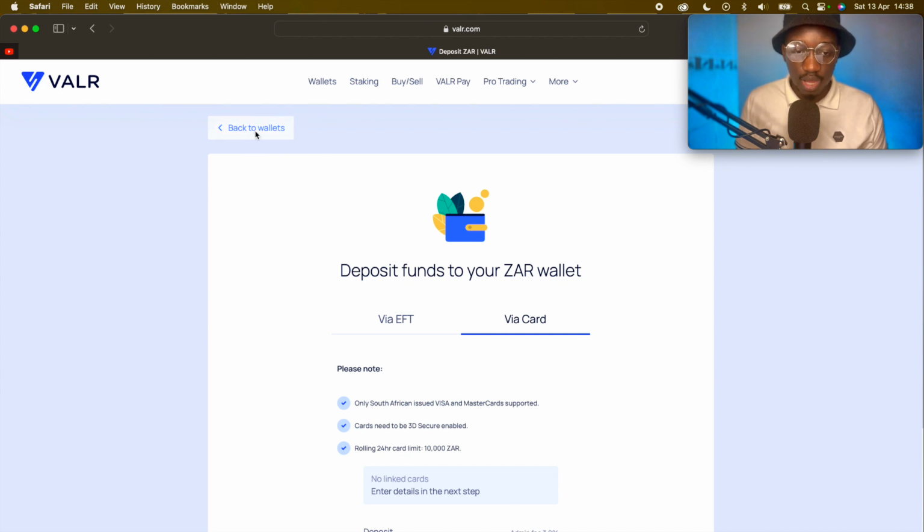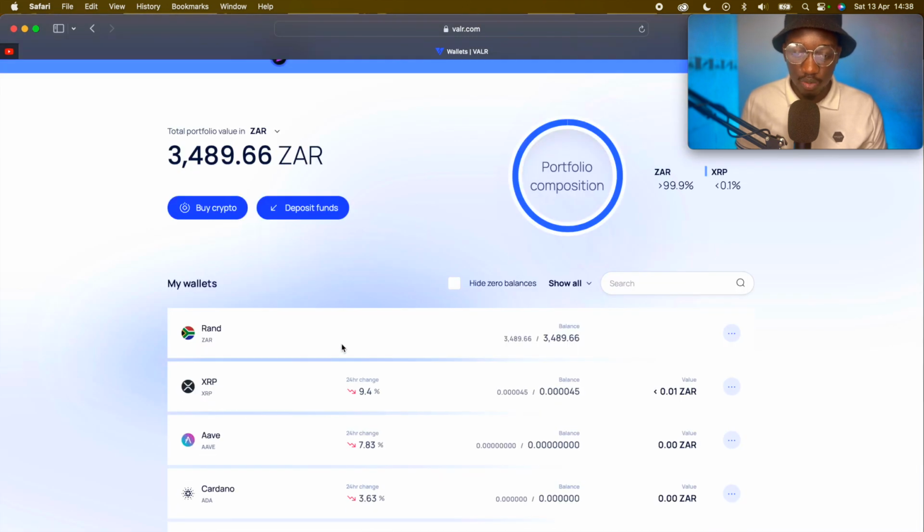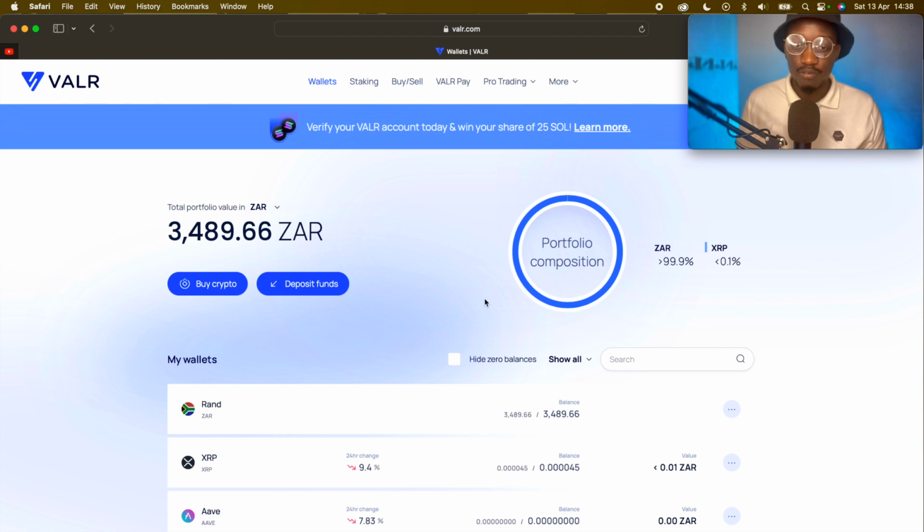Once you fund your account, it's going to look like this, and you're going to have some South African rand in your wallet. And right here you can see that I've got approximately 3,489, and this is the amount that I'm willing to use in this video and show you how exactly you are going to make money on Valr Crypto Exchange.